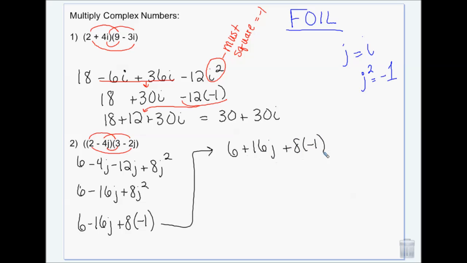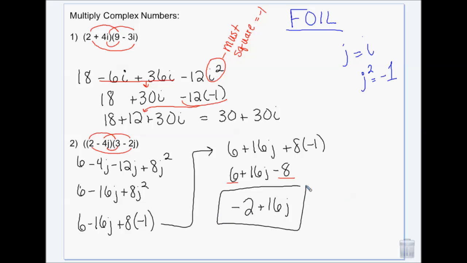Which I just rewrote. Okay. Well, 8 times negative 1 is negative 8. And then I have these two like terms. So 6 plus negative 8 is negative 2. So that's my final answer.